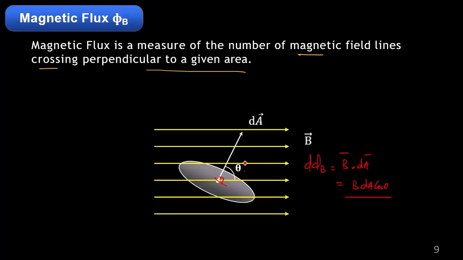If I omit the dot product, so B dA cos theta. Ultimately, the total magnetic flux phi B can be written as the integration of B dot dA vector. That gives the total magnetic flux. If the magnetic field is constant, then B can be taken out, simply B dot A. And if it is variable, then I should use this integration method.